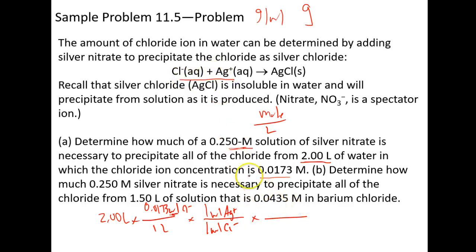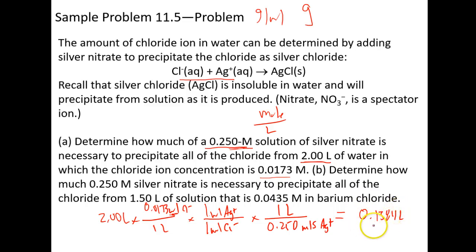And then remember this is moles per liter, so 0.250 moles of silver is to 1 liter. So this is my problem: 2 times 0.0173 times 1 times 1 divided by 0.250, and you should get the volume of how much of the silver ion solution you should have. So let me quickly do that, and you should get your volume in liters is 0.1384 liters.